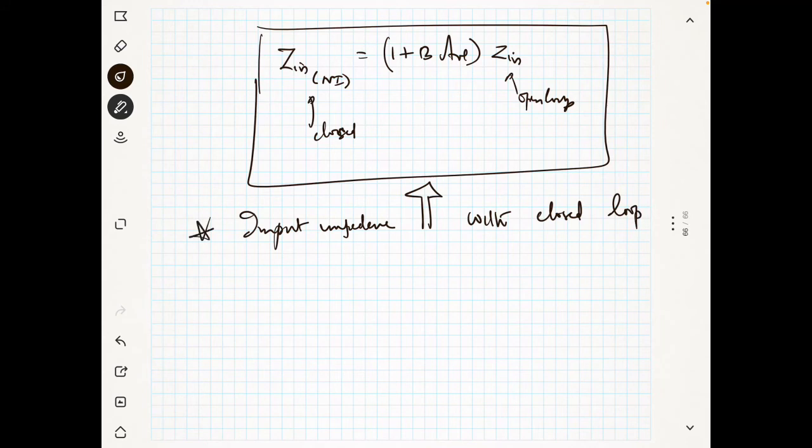So you are getting a good condition actually. Basically you want high input impedance for any amplifier. So by feedback you are getting it.